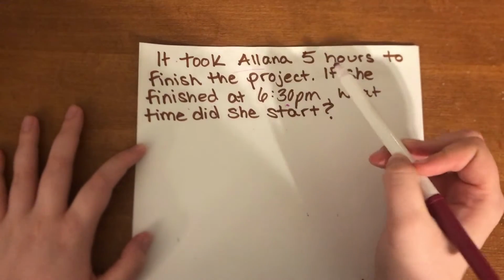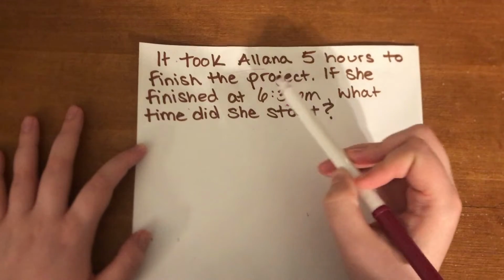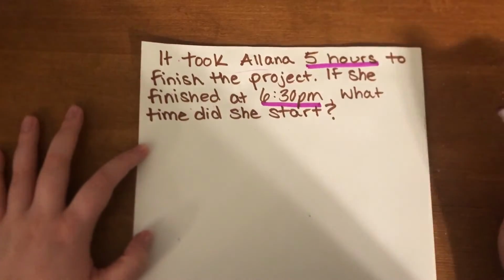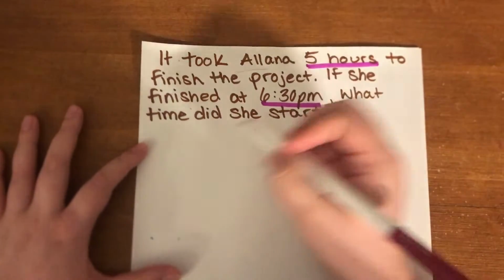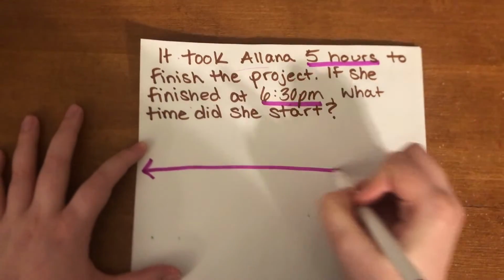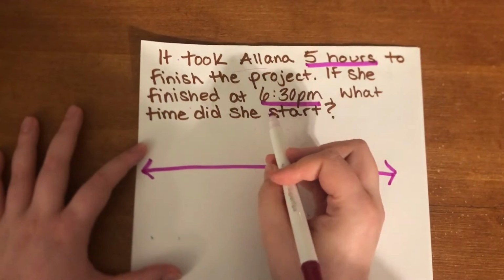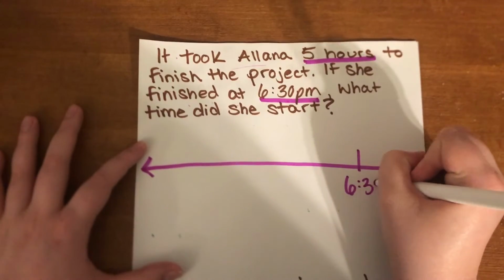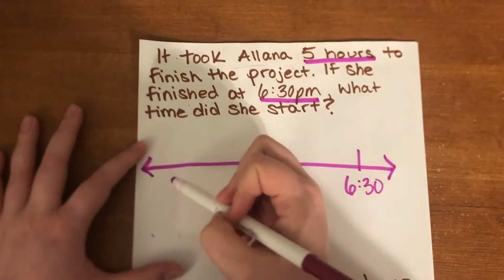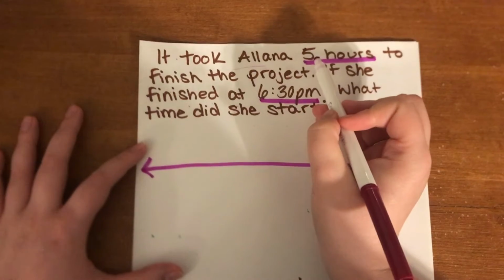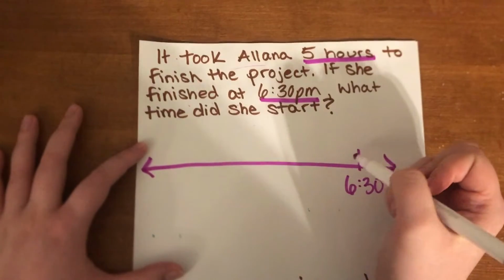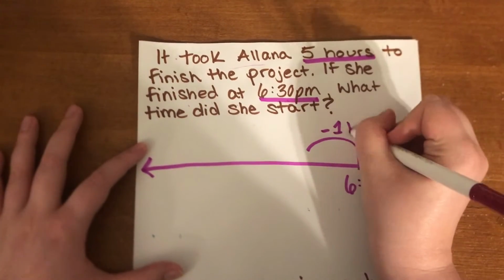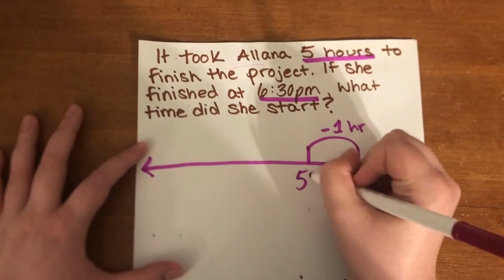It took Alana 5 hours to finish the project. If she finished at 6:30 p.m., what time did she start? So in this case, with our timeline, we know the finish. We know she finished at 6:30. So this time our timeline is going to go backwards, and it's going to go backwards 5 hours. I could do this in 1 hour jumps, right? So minus 1 hour would get me to 5:30.